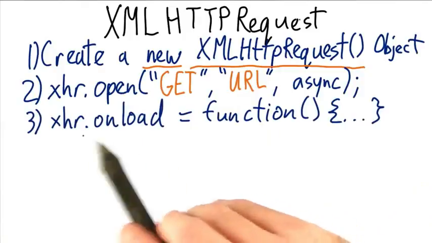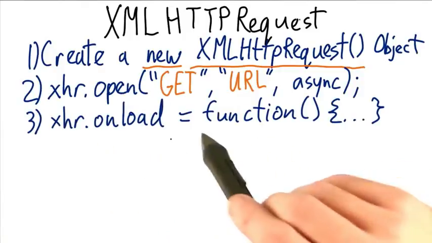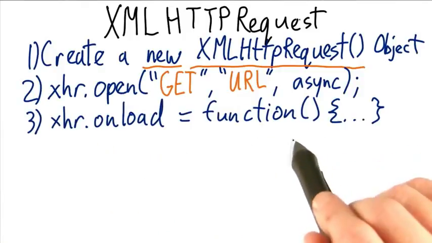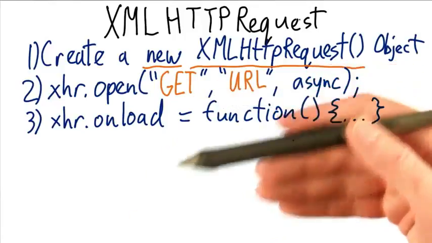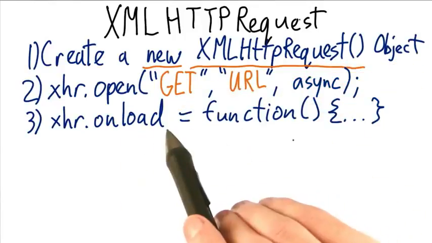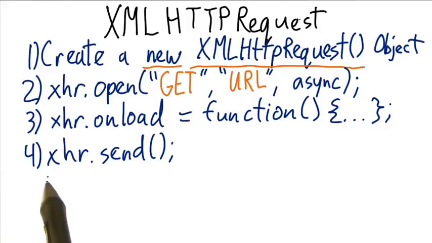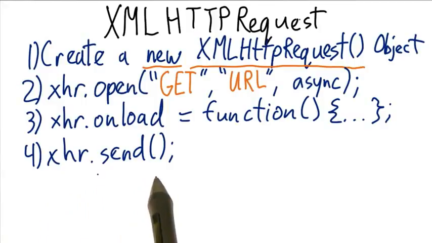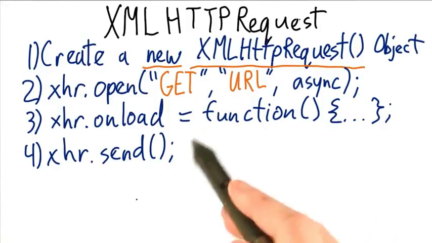Next, we specify the onload parameter, which is a function that we define that gets called once the server responds to our request. Finally, we need to call the XHR's send method. This will actually kick off the request.